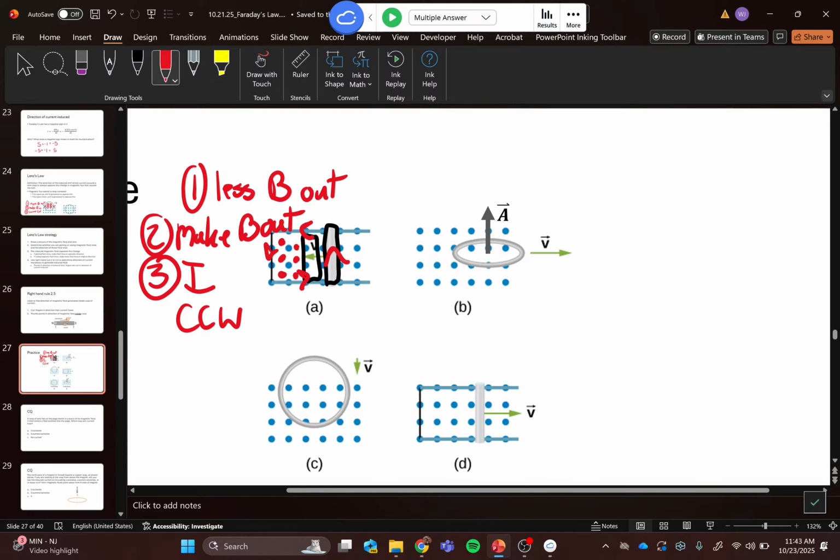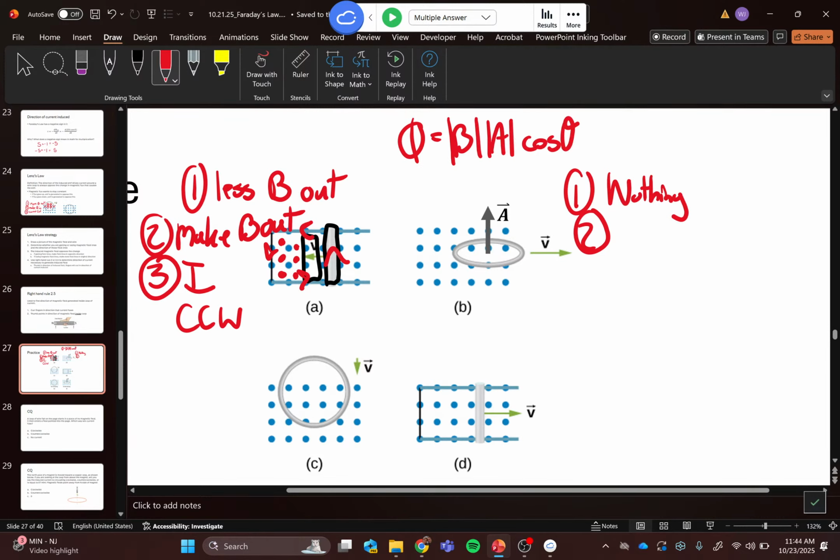Zero. What's my flux to start with? Zero. If I move it to the right, am I getting more or less or nothing? So what happens here? Absolutely nothing. This one, step 1, what's happening? Nothing. The magnetic field is out of the page and my loop is flat. Reminder to you all, it's all about flux. Flux is B times A times cosine theta. If the angle is 90, the flux is 0. I started with no flux, I ended with no flux.